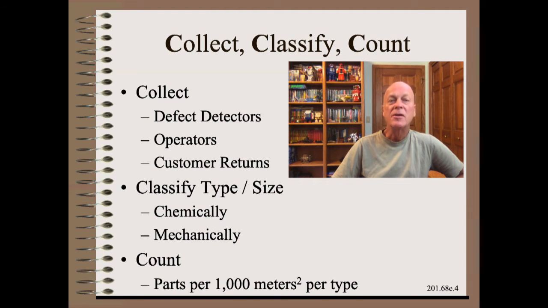Sometimes you will know the source by its appearance alone, such as a bug on the web. Other times, you will need to send the sample off for chemical and microscopic analysis. Finally, you will need to count particles in order to determine if you are making progress in contamination reduction. The units would be something like parts per 1,000 meters squared for each contamination type.